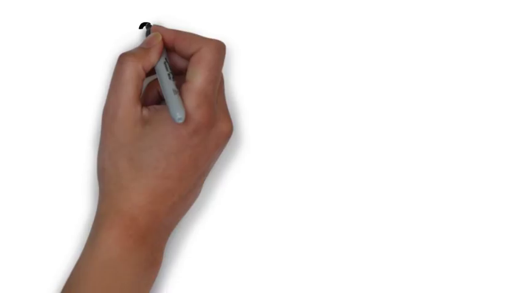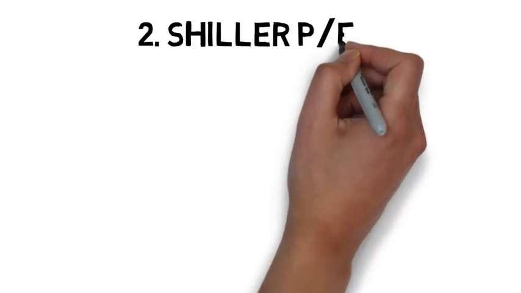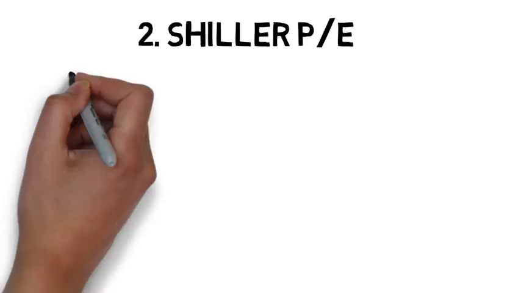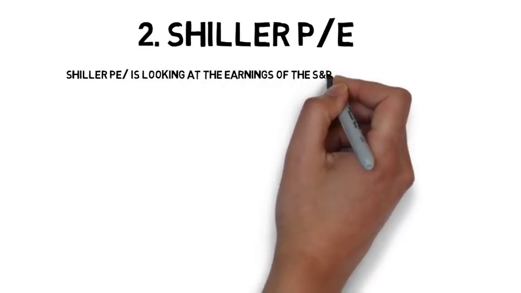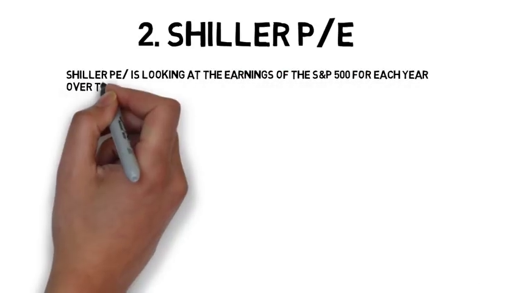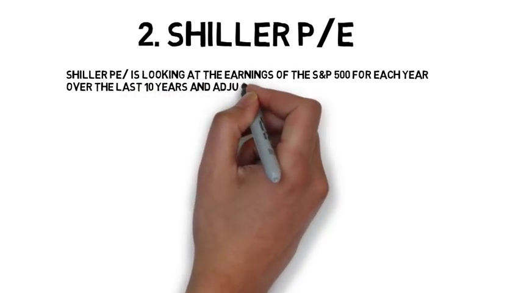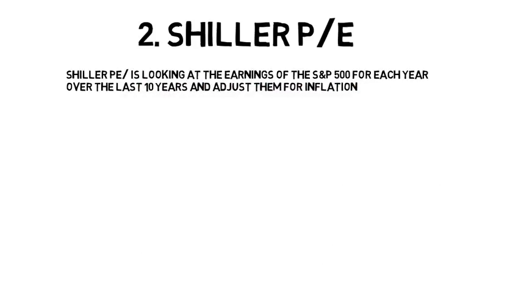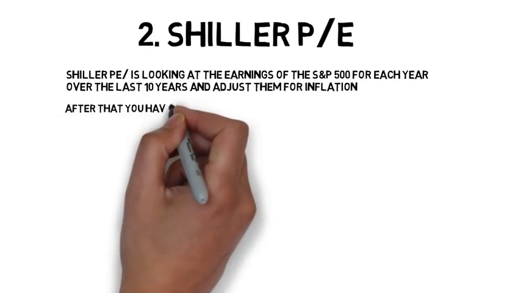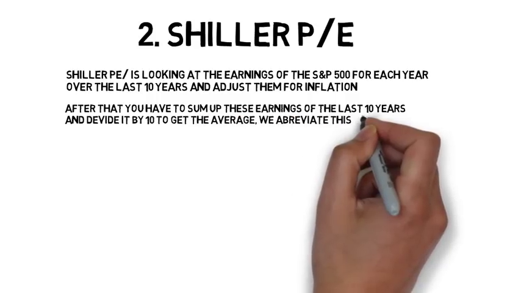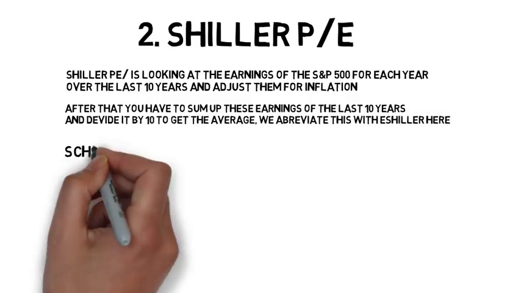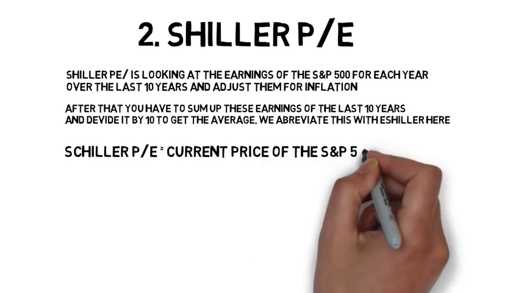And number two is the Shiller PE. The Shiller PE is named after Robert Shiller and is an improved version of the PE ratio. The Shiller PE looks at the earnings of the S&P 500 for each year of the last 10 years and adjusts them for inflation. After the adjustment, you have to sum up these earnings and divide by 10 to get the average. You take the current price of the S&P 500 and divide it by the average earnings to get the Shiller PE.